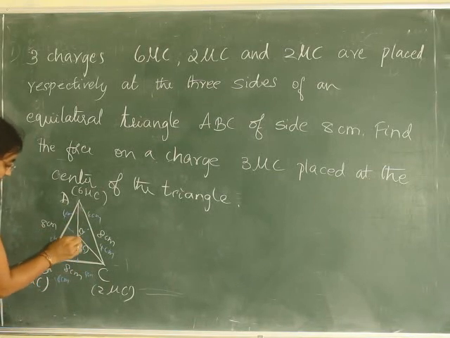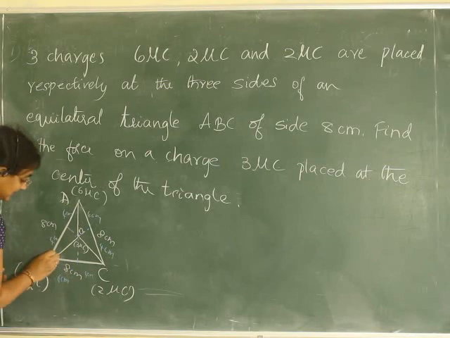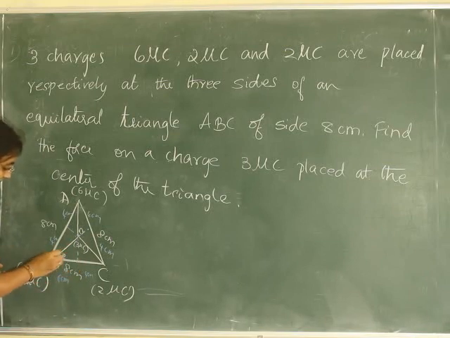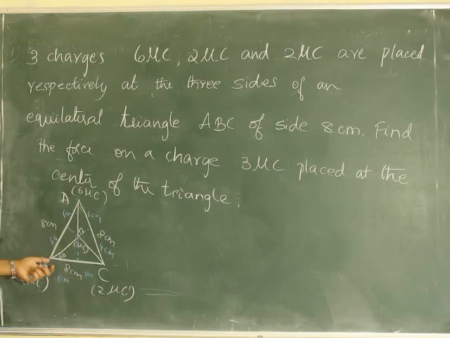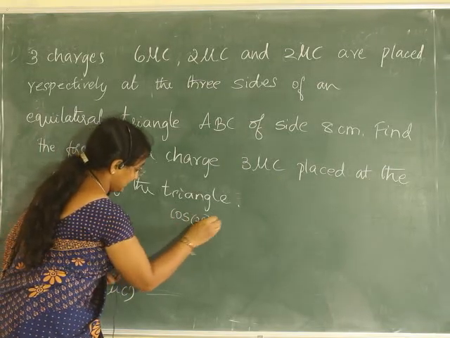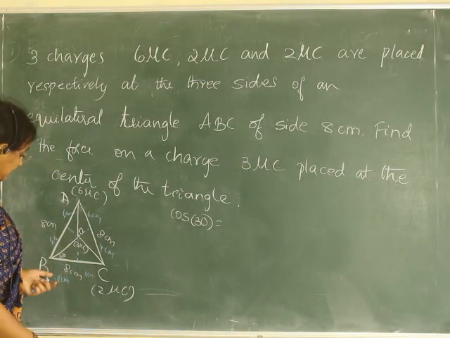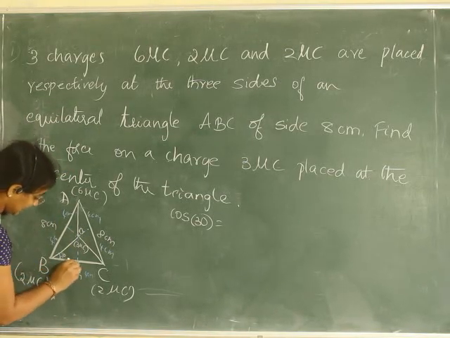We don't know this, but this is an equilateral triangle, right? Then total angle is 60 degree plus 60 degree plus 60 degree, 180 degree. So I can say this divides in half, so this is nothing but 30. We know this angle. Can I take cos theta, adjacent by hypotenuse? Cos 30 is equal to adjacent by hypotenuse.